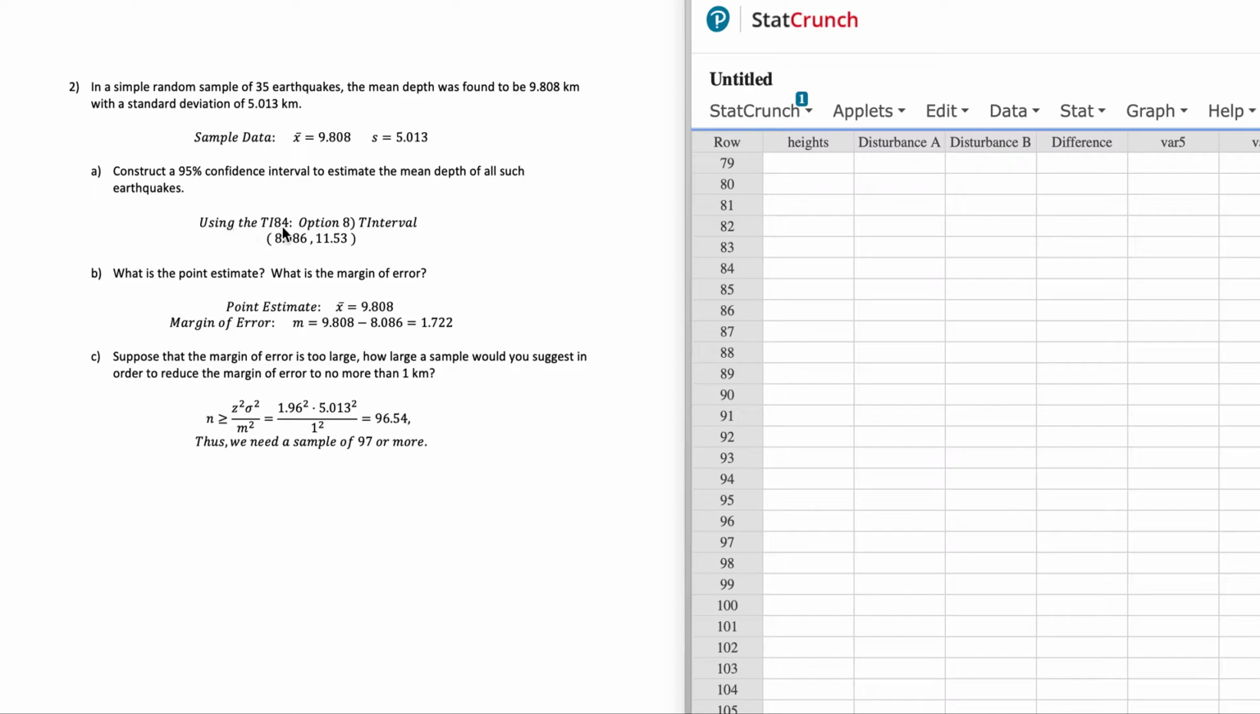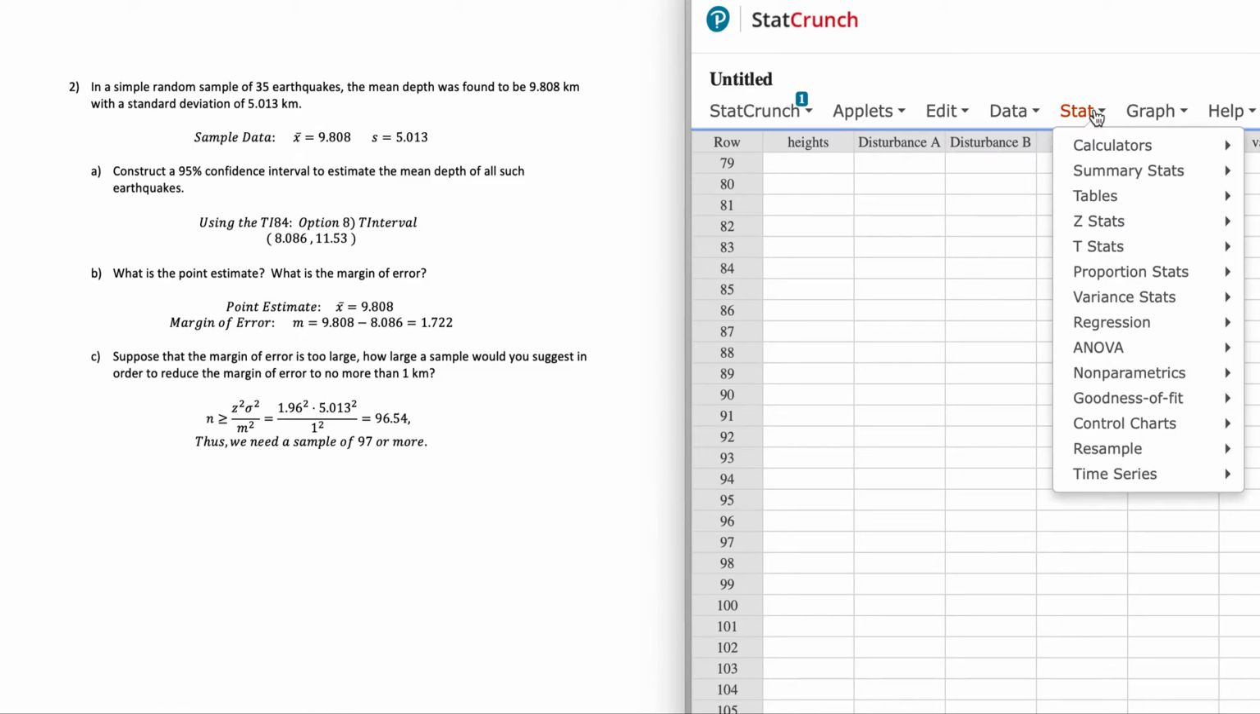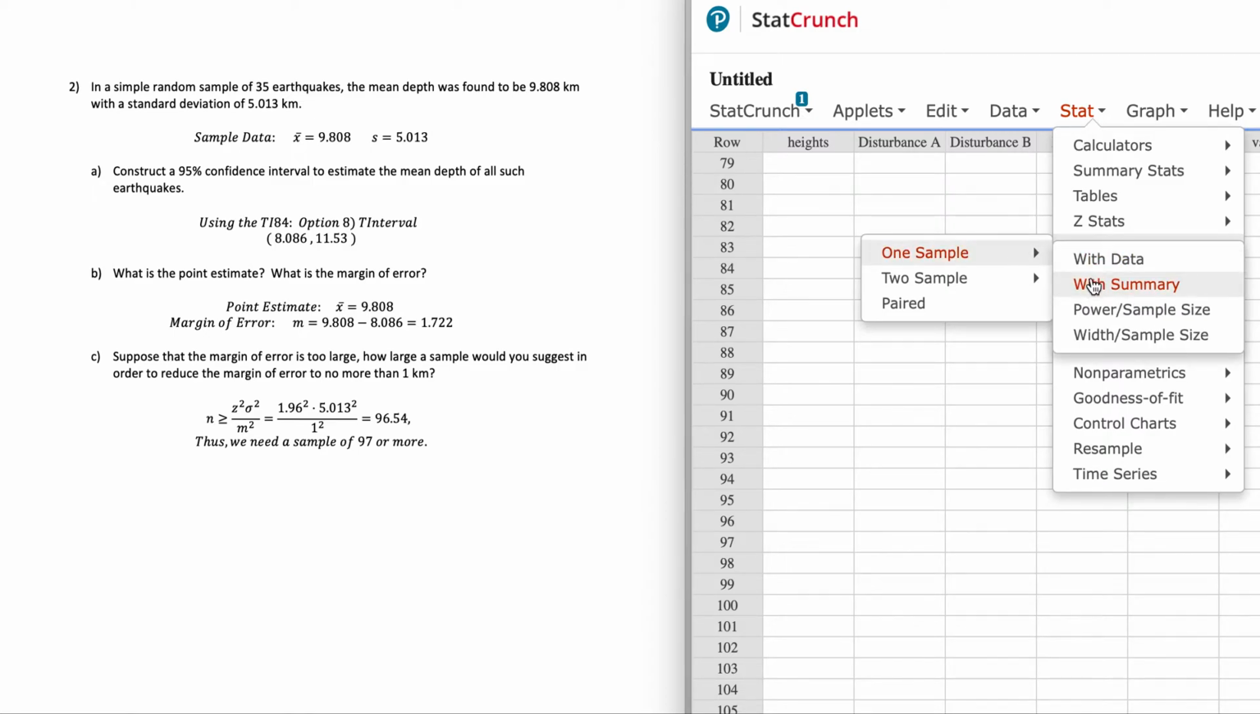So in the TI-84 calculator, we would choose option 8, the T interval. In StatCrunch, what I would do here is press Stat. Since we don't know the standard deviation, we're going to use T statistics. This is a one sample, and we have the summary data.